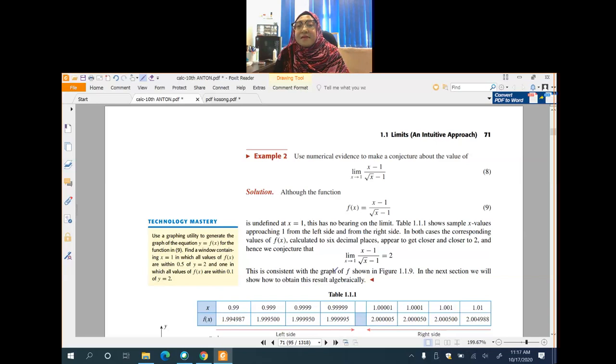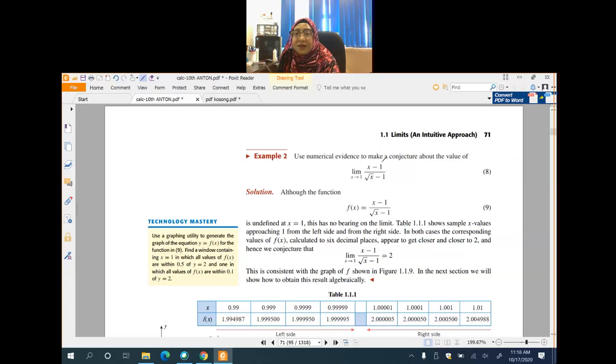Okay? And this function here is somehow not a polynomial, like in our previous example. So the only hope, when you don't have a lot of knowledge in calculus yet, is by using table form. Okay, you cannot substitute straight away x equal to 1. If you handle it like this is a polynomial, it won't work.